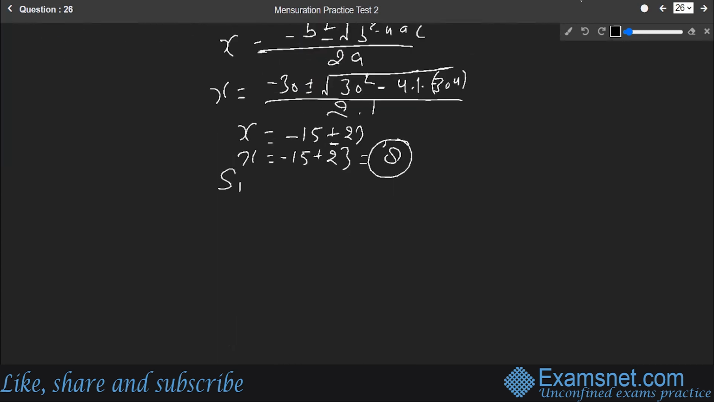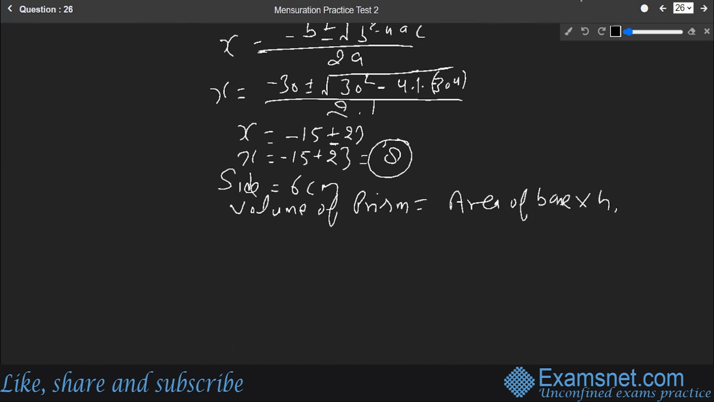So the side value has come out to be 6 centimeter. He wants us to calculate the volume. Volume of a prism is given by a formula: area of the base into the height. So area of the base can be calculated as side square.